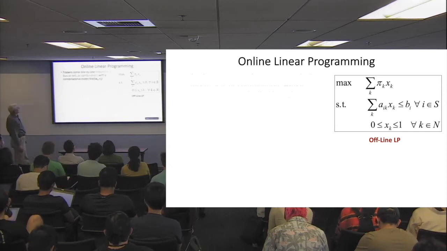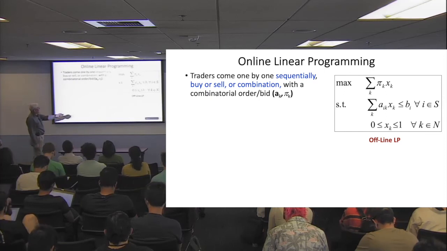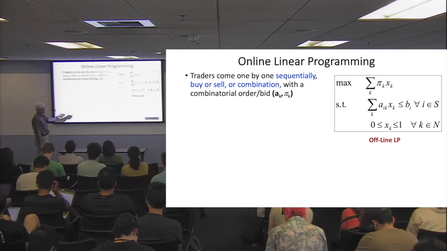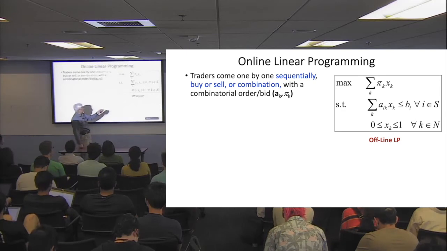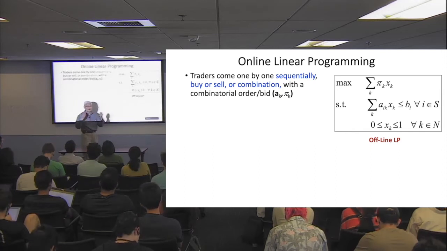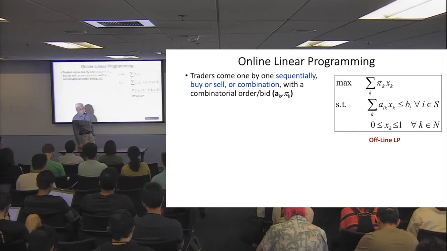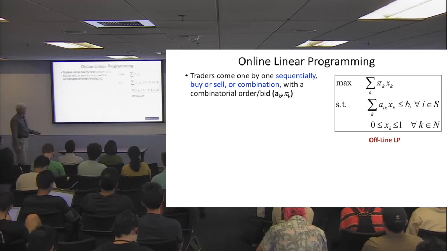Okay. So you can think about this as traders. They come one by one sequentially, buy or sell. This π_k could be inactive, a_ik could be inactive. What does that mean? That means you can sell to the market. So you can think about this problem as a market maker. You do have two types of customers, one for sale, one for buy. All could be mixed. They sell something, buy something. So that can be characterized as this linear programming or even integer linear programming.